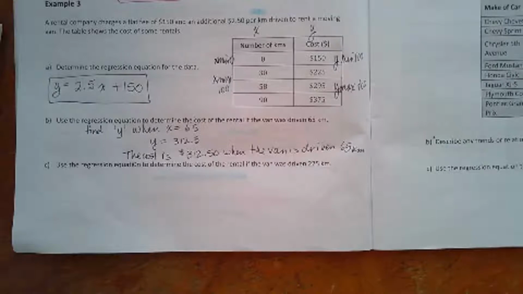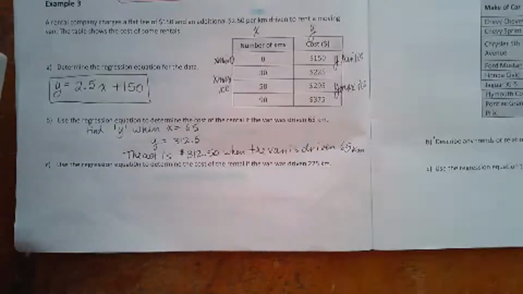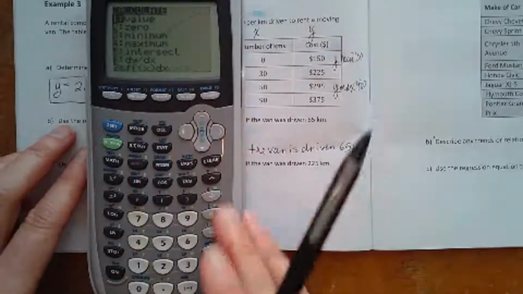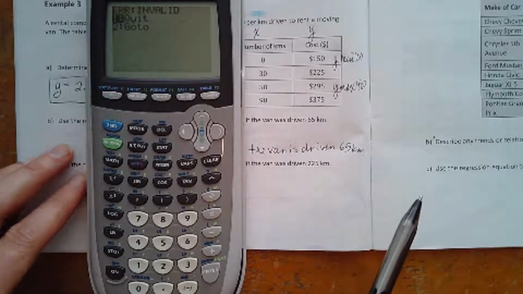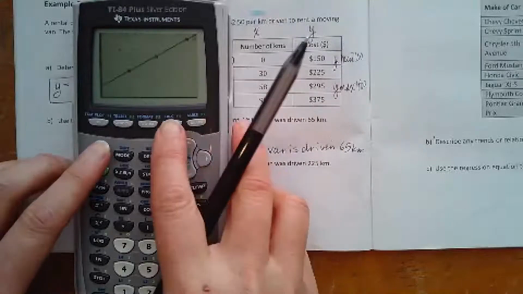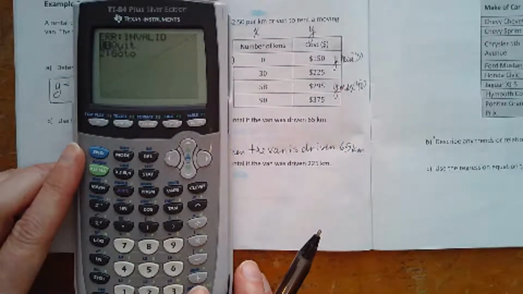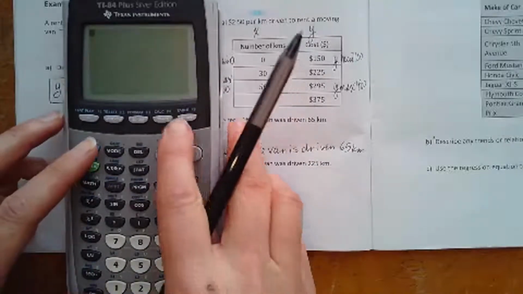Okay, use the regression equation to determine the cost of the rental if the van was driven 225. Okay, so if the van is driven 225 miles, well, let's try. Okay, let's see. Second calc value 225. And I get an error message this time, right? Okay, I'm going to try it one more time. There's my graph. Second calc value 225. And I get an error again. I did everything the exact same. So, sorry, let's do one more time.